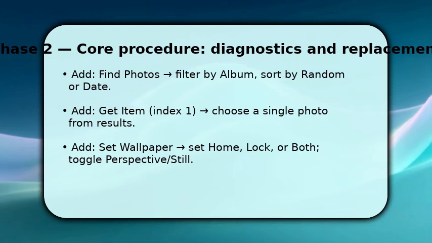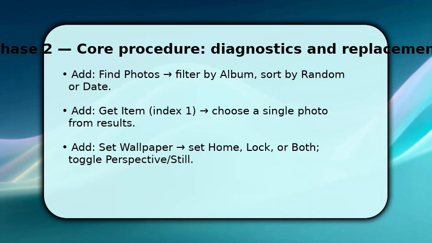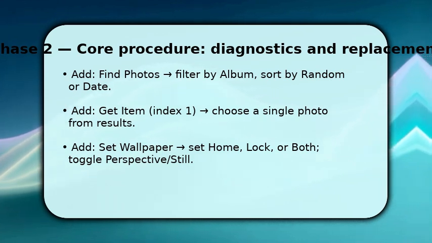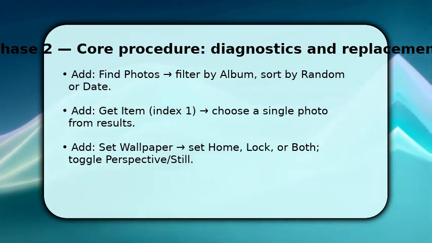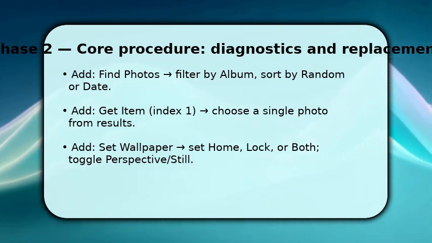Now construct the core sequence. Add Find Photos, filter by the album you made, and choose sorting. Random gives variety. Recent picks newest. Next, add Get Item and set Index to 1 so Shortcut selects a single image.